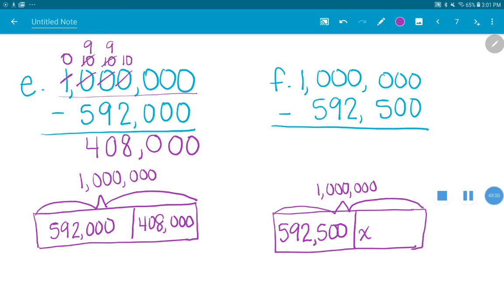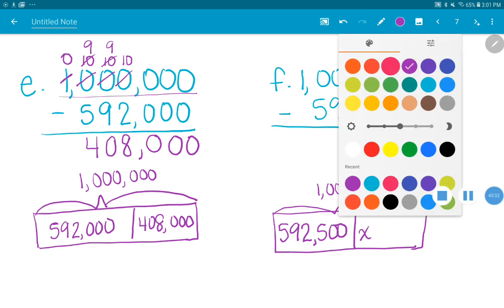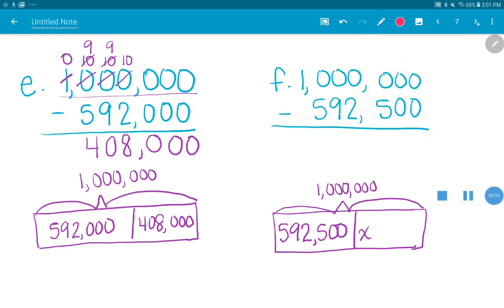You take away 500. The part that I know here, this is 500 more than this. Will X be 500 more or 500 less? 500 less. Yeah, it's going to be 500 less than 408,000 because we still have to equal the same amount, the same total that we started with.